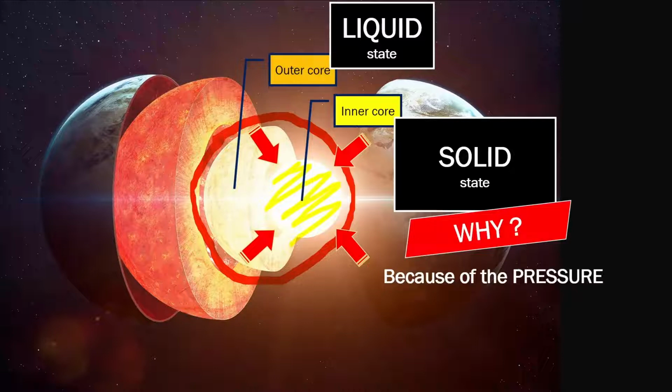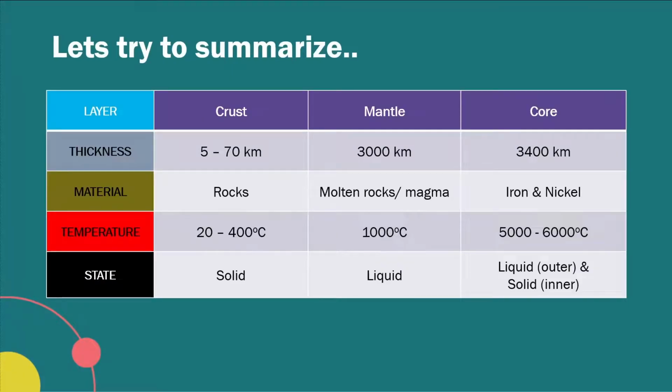How about the temperature? The temperature is still about the same as the outer core, which is 5,000 to 6,000 degrees Celsius. Okay, let's try to summarize.